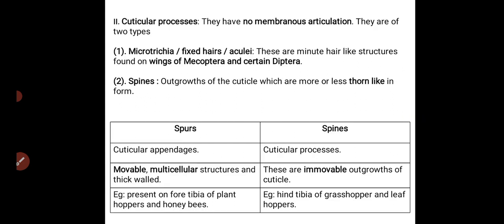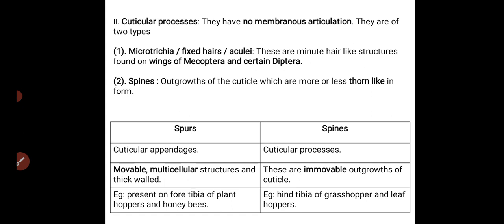After that, cuticular processes. They have no membranous articulation. They are of two types: microtrichia, or fixed hairs, or aculei. These are minute hair-like structures found on the wings of Mecoptera and certain Diptera. And spines, which are outgrowths of the cuticle that are more or less thorn-like in form.